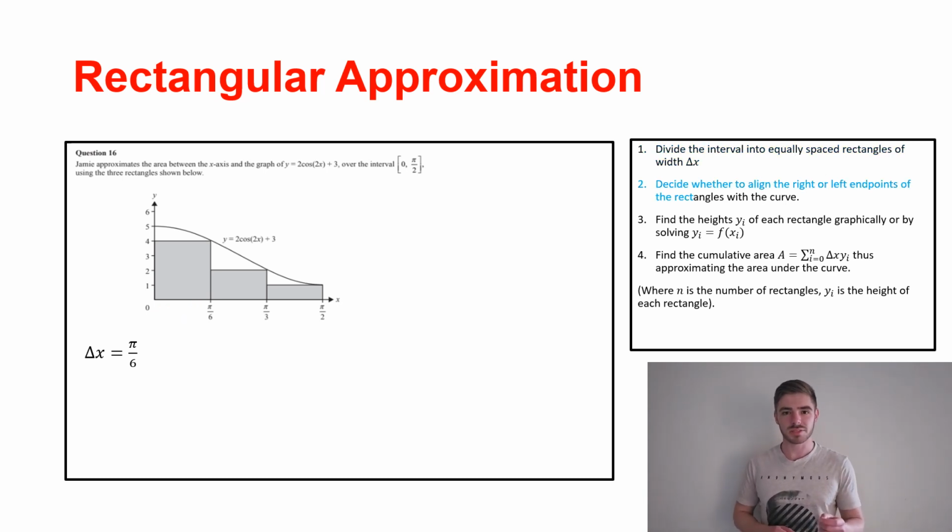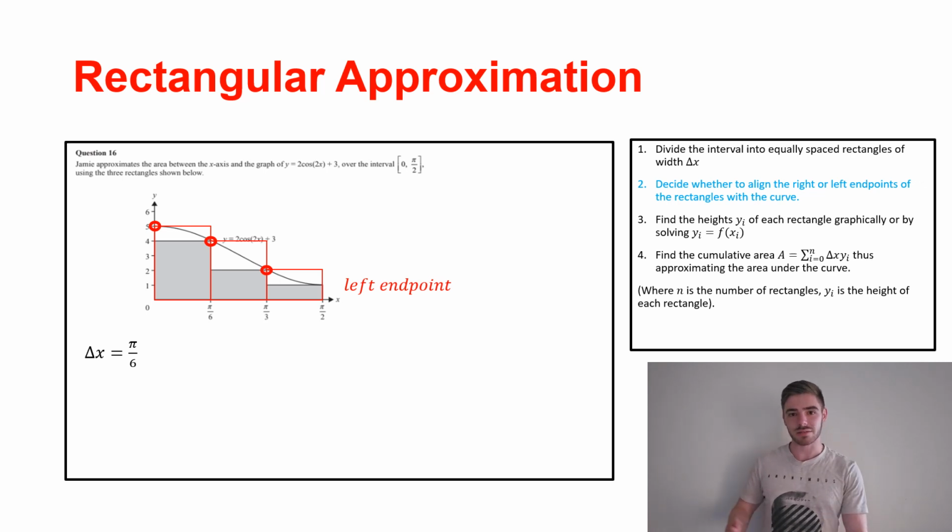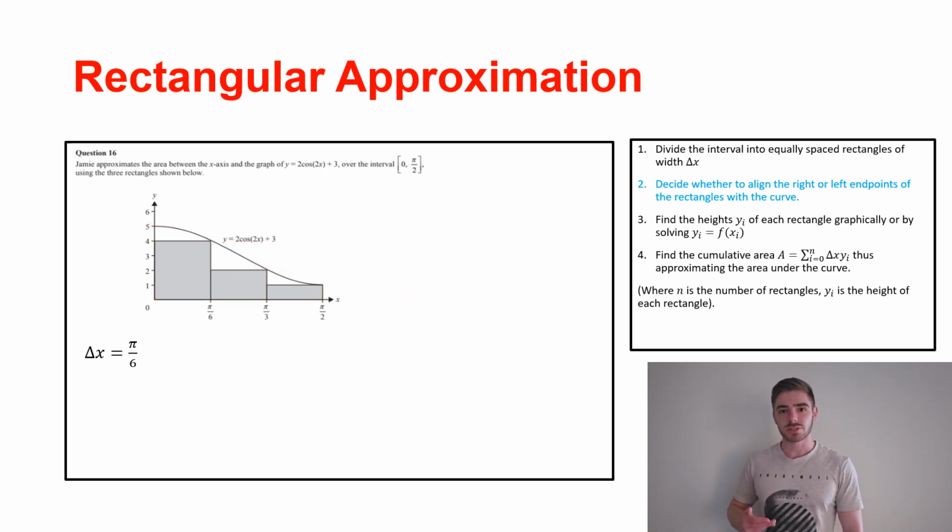Next, there's actually two possibilities when it comes to aligning these rectangles. You can either align with the left endpoint, in which you take the left-hand corner of each rectangle and align it up against the curve, or you could do the exact same thing with the right-hand side. This question uses the right. Depending on which method you use, you'll actually get a different result, and that's why it's important to figure out what the question is using.